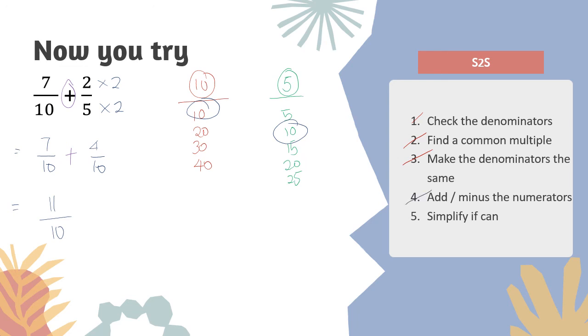Step 5, simplify if you can. 11 is an odd number. 10 is an even number. Again, may I remind you, when there is an odd and an even number on a fraction, you cannot reduce it, you cannot simplify it. So your answer is just 11 out of 10. Or you can change this to a mixed number using long division, which you have done last week.